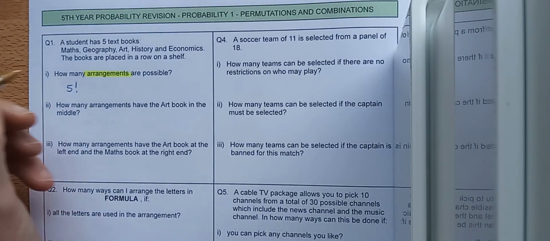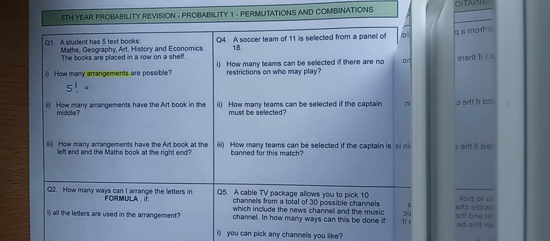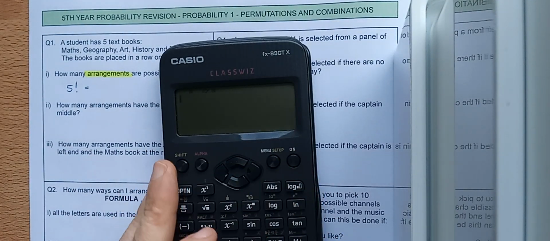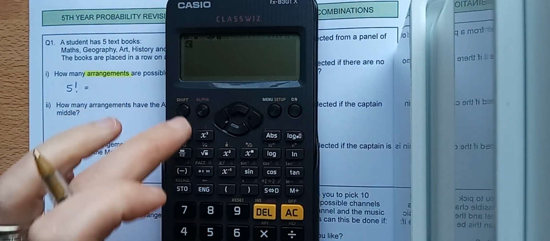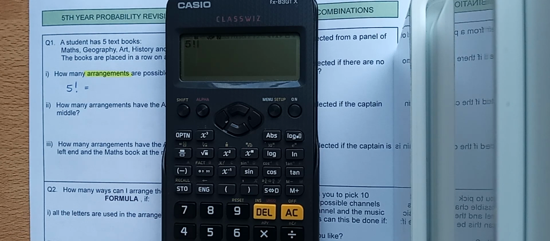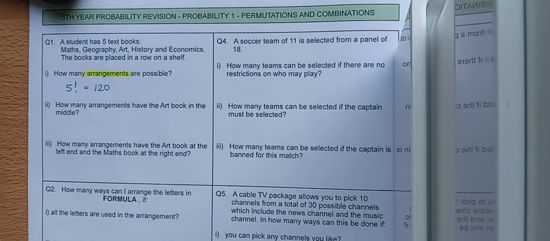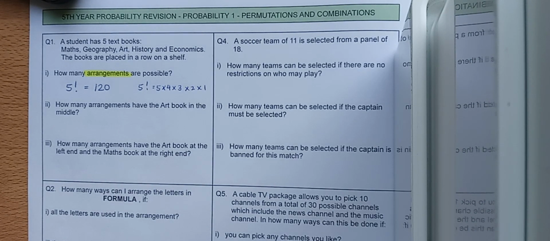That'll be 5 factorial. There's a button on the calculator for this. You'll see here we've got 5, shift the x to the power of -1, gives me my factorial symbol. My answer is 120. Just a quick reminder of what factorial means. 5 factorial, for example, is 5 by 4 by 3 by 2 by 1.